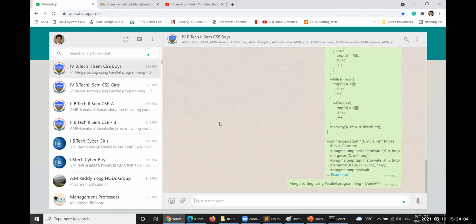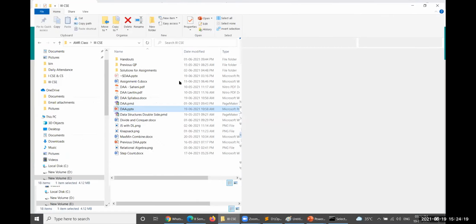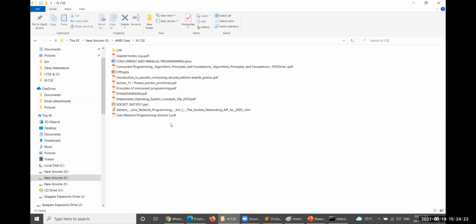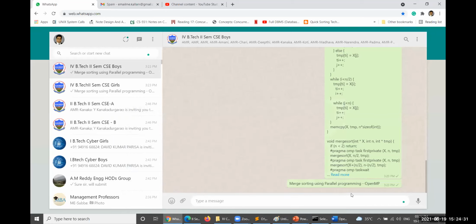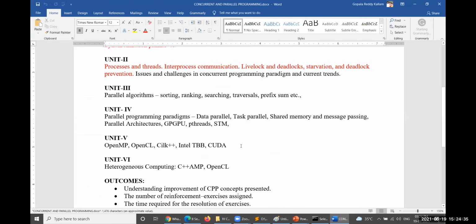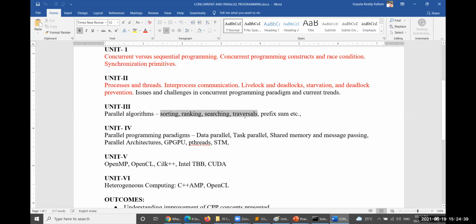Only this particular program has been prepared by me. The rest of the things are not prepared. Okay, tomorrow, day after tomorrow, I mean by Monday, we'll consider one more program. What are the problems still left with us? Ranking algorithm. One more algorithm is ranking. Second is sorting, ranking, searching, traversal. Okay, so I'd like to take all of this, probably ranking and searching, followed by traversals also. Traversals also finished by Monday. By Saturday, prefix sum also finished by next week. Next week, unit number 3 will get over. Okay, next week let us complete.